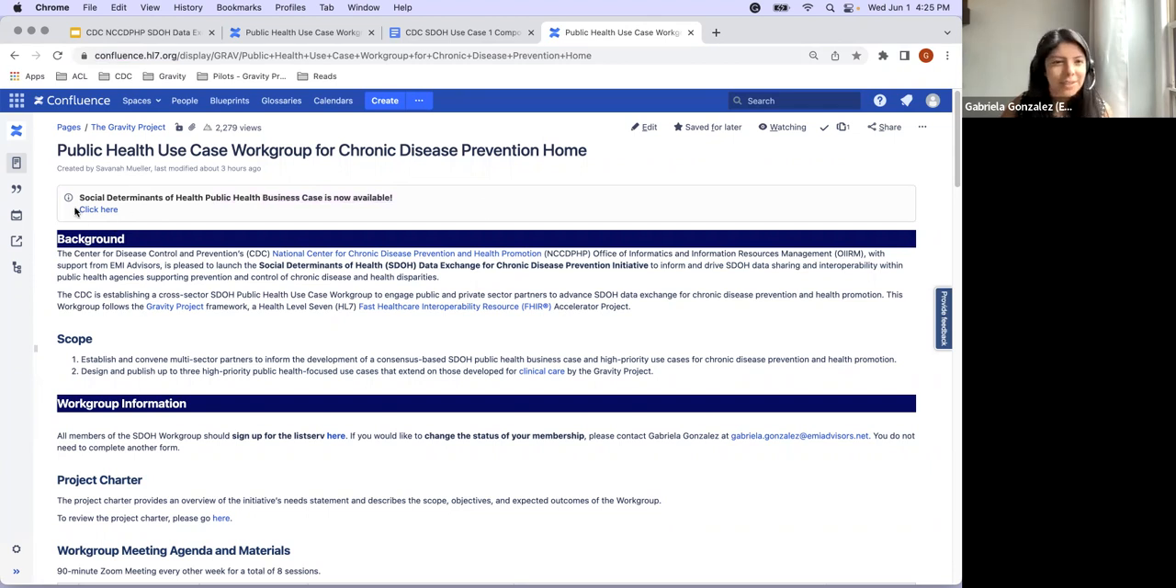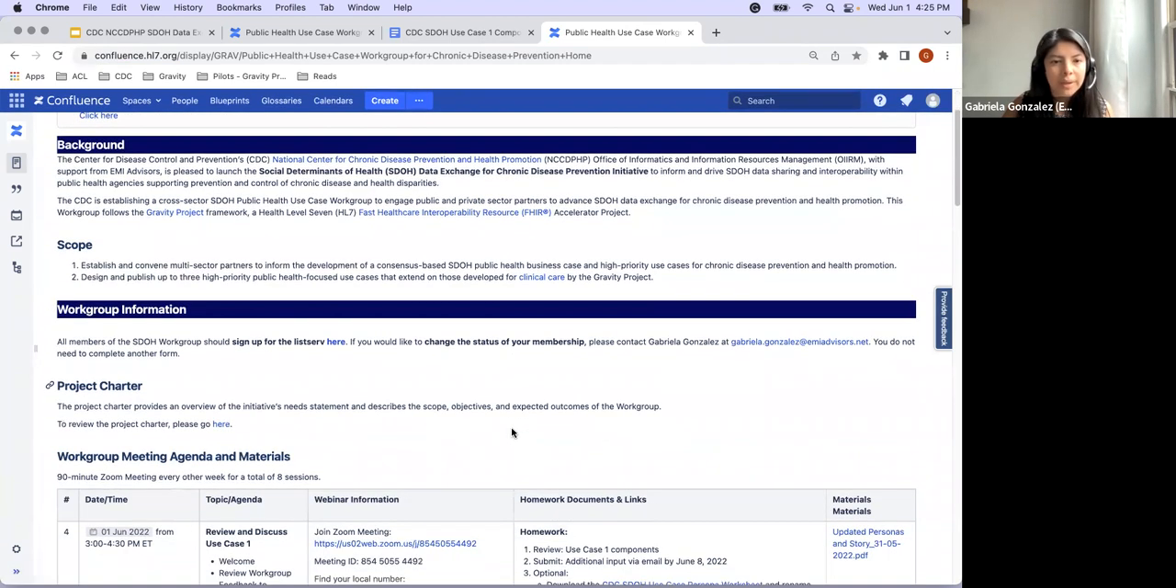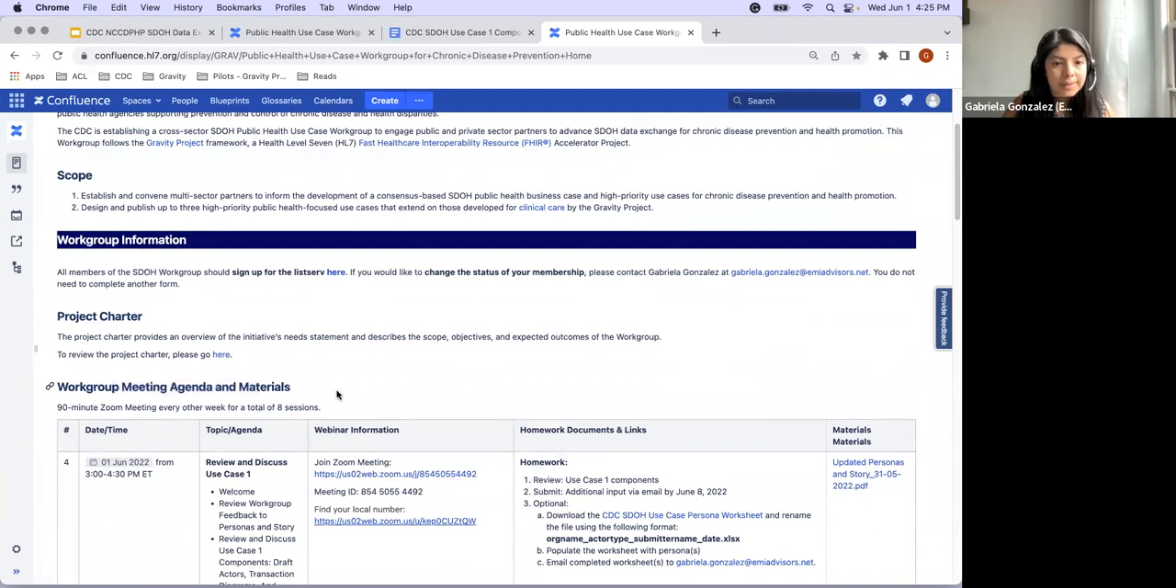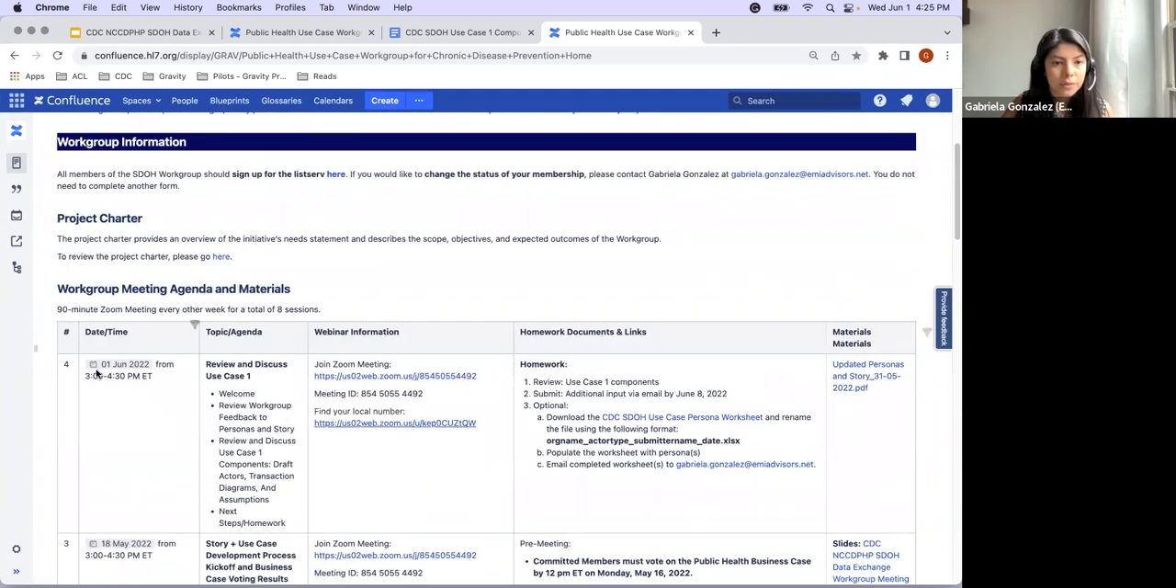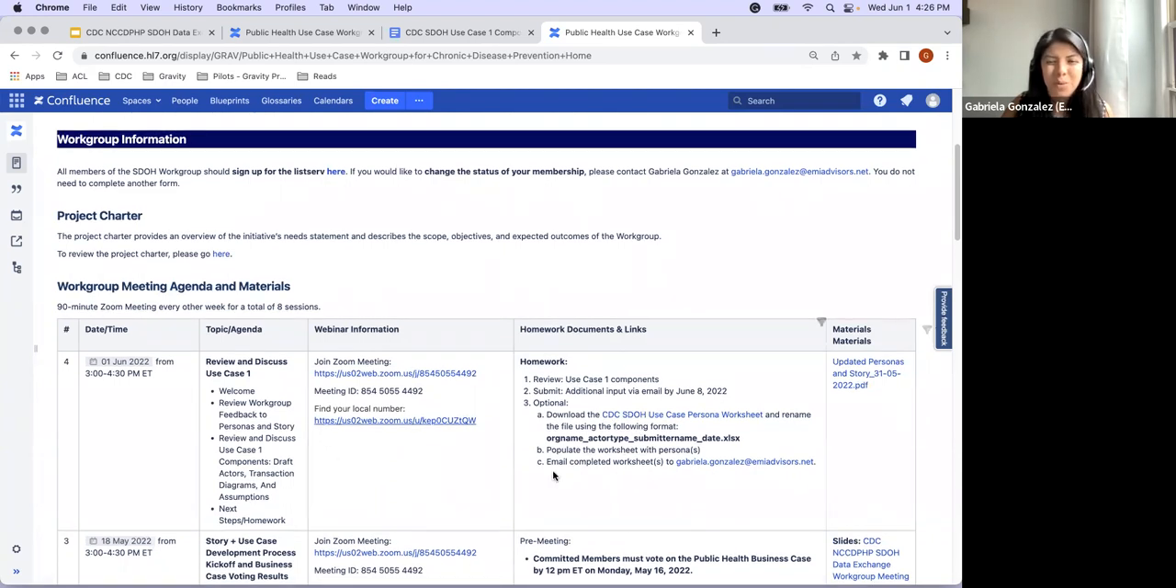We have the finalized public health business case available now. If you reach consensus, you can click here and you have access to it. Our work group meeting agendas and materials are listed here. So for today, as you can see here, our agenda as well as our homework. So if you don't mind, please provide additional feedback on use case 1 components via email by June 8th. And as optional, you're able to download the use case persona worksheet. You can rename it by using this example here, and you can populate as many personas as you wish to provide to us, and you can email those to me.